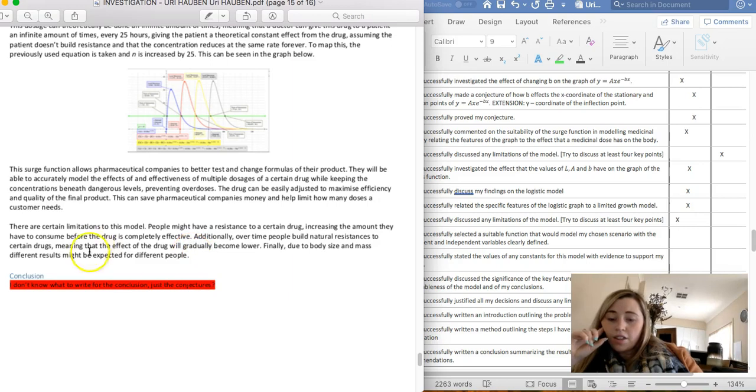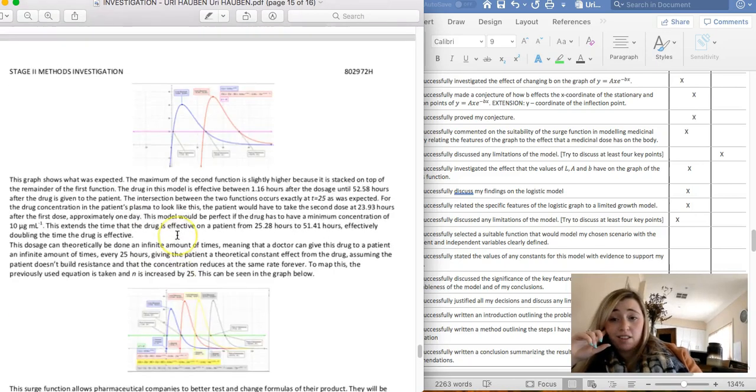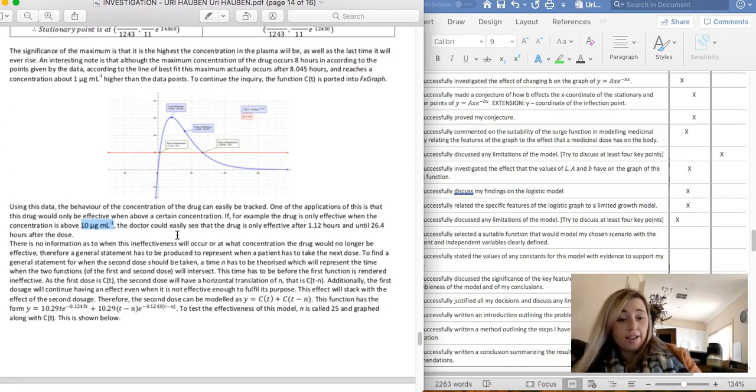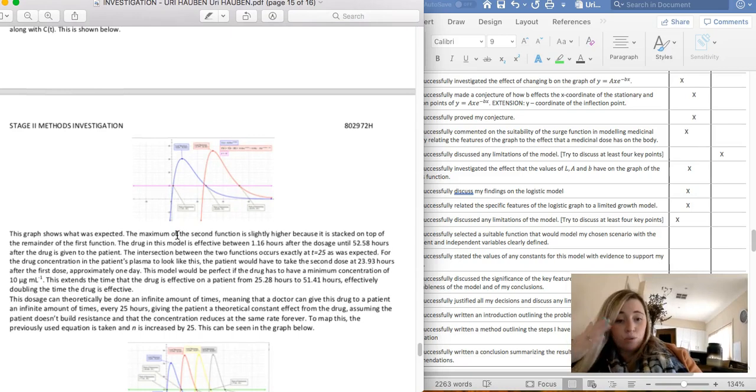Okay, so I think it's good here. You've got some limitations. You could probably add a little bit more, seeing if you can come up with some others. But I think this is really good discussion that you've got here. I like that you're showing what would happen if you had more doses.